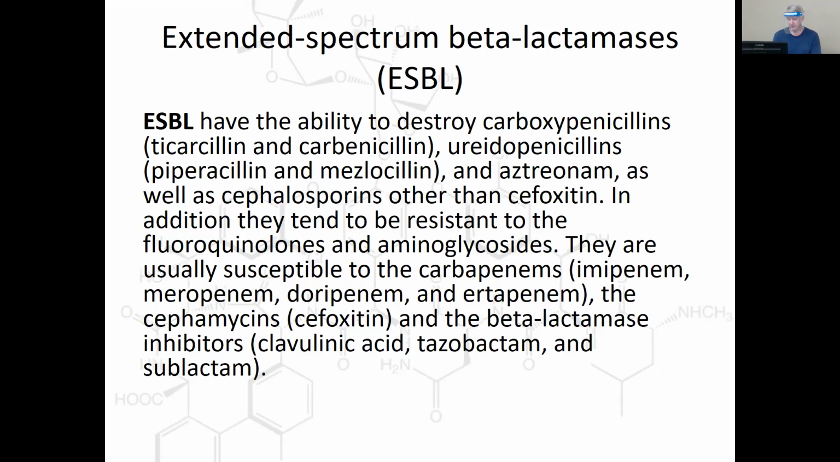They tend to be resistant to also fluoroquinolones, aminoglycosides. They're usually susceptible to carbapenems, imipenem, meropenem, doripenem, and ertapenem, the cephamycins, cefoxitin, and the beta-lactamase inhibitors, clavulanic acid, tazobactam, and sulbactam.